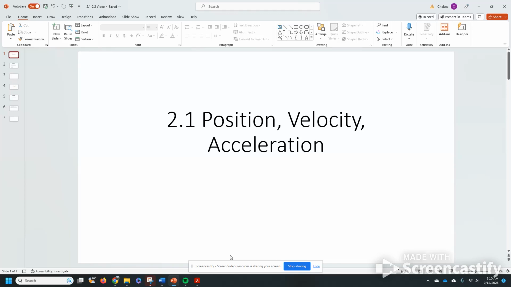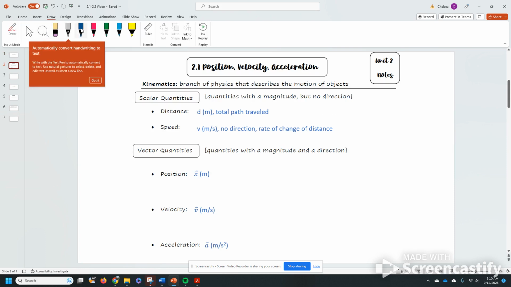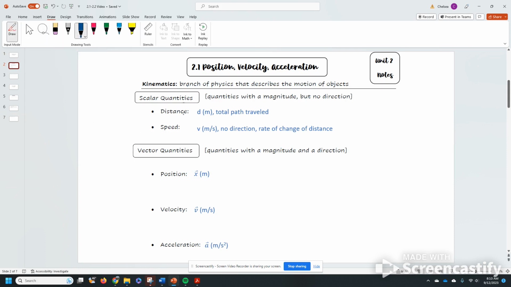Everybody. Today we're going to be covering topics 2.1 and 2.2. 2.1 is about velocity, position, and acceleration. So first we're going to start with some definitions. Some of those we've already talked about. First we'll define kinematics. It's the branch of physics that describes the motion of objects.